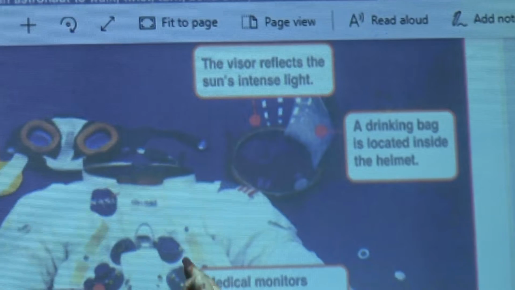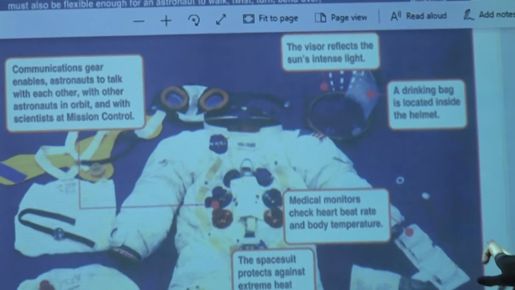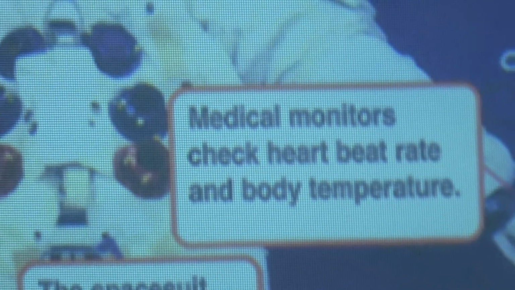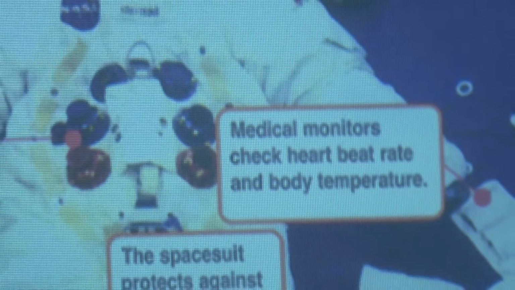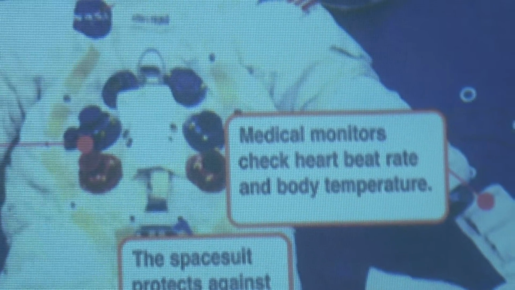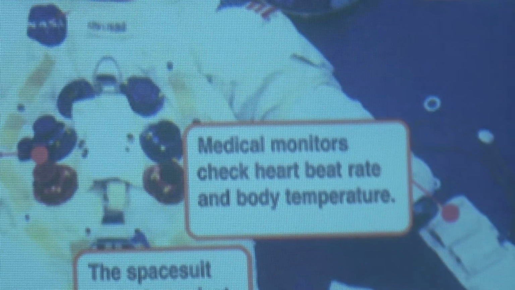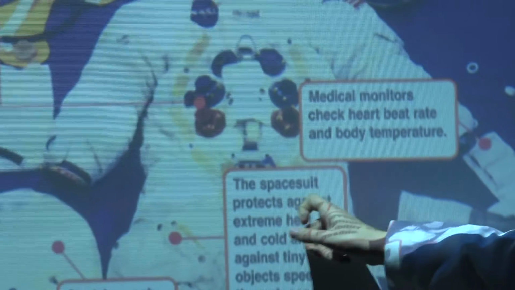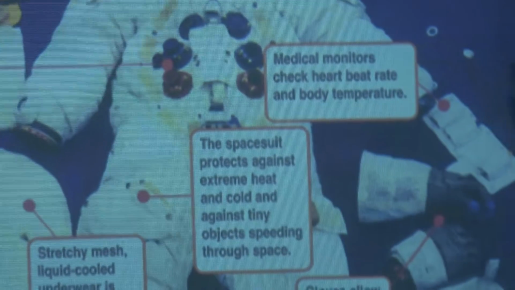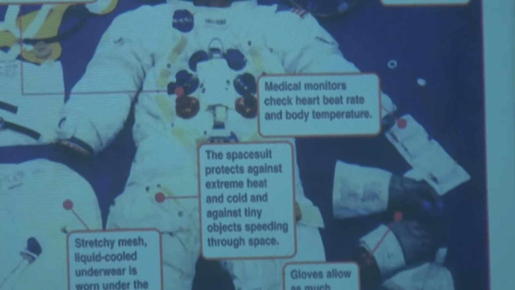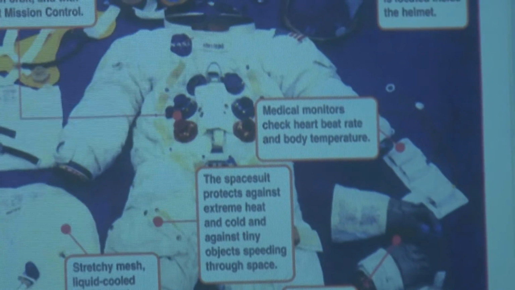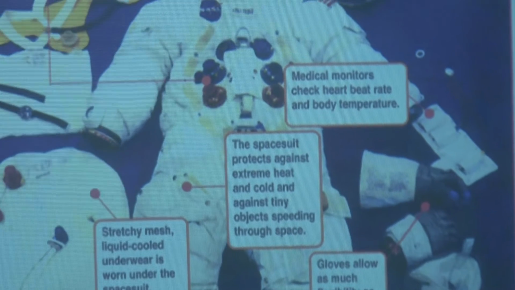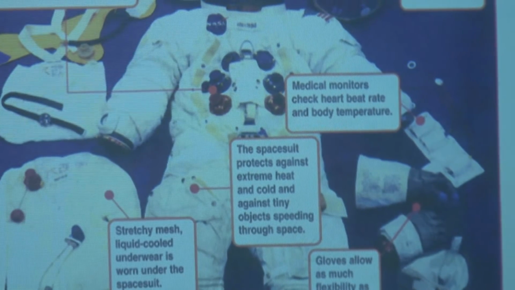And here we have a medical monitor. What is this one for? It's for checking the heartbeat and also for measuring body temperature. And here we have the space suit. What does the space suit do? It protects the scientists or astronauts from the cold and heat.